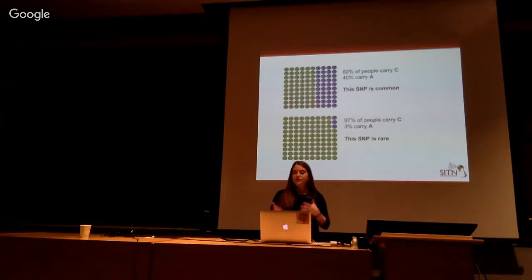And it turns out that this distinction between common SNPs and rare SNPs is actually very important. So in general, this is just a heuristic, but in general, we call a SNP common if both versions of the SNP are present in more than 5% of people. And we call it rare if one of the versions of the SNP is present in less than 5% of people.